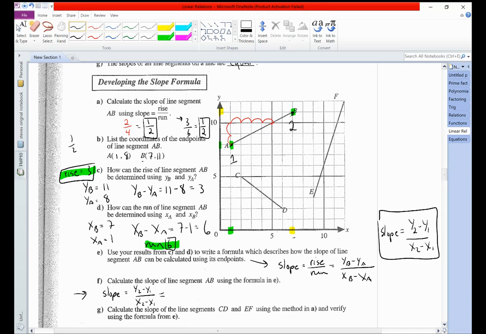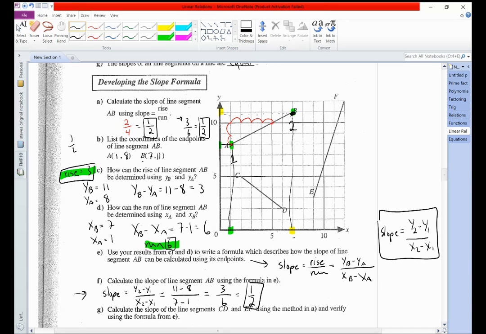So the y value of our second point, or our y2, is going to be 11 minus the y value of our first point, which is 8. 11 minus 8 over the x value of our second point, which was 7, minus the x value of our first point, which was 1. 11 minus 8 is 3. 7 minus 1 is 6. 3 over 6 is 1/2.